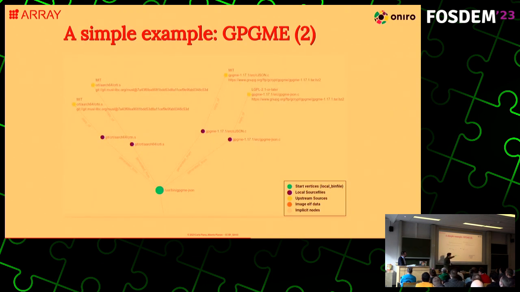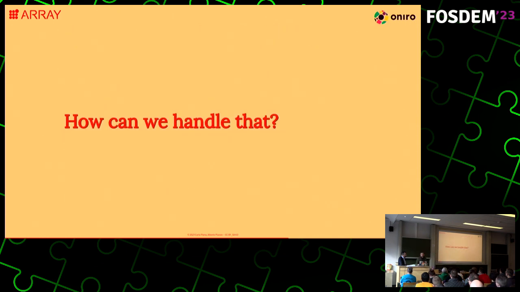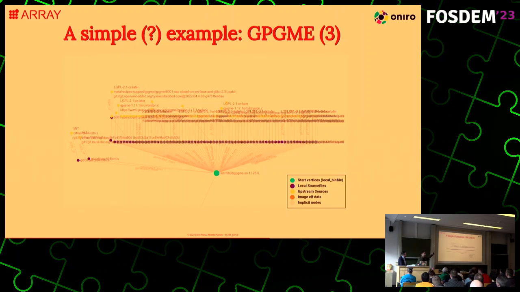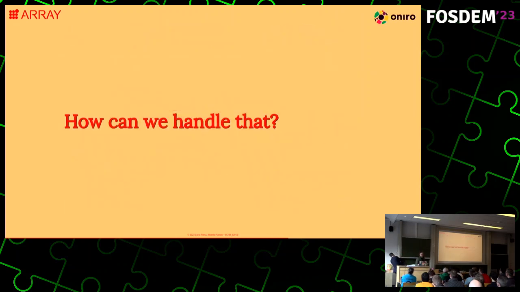This is another example. This is another binary you can generate from the same component. Here you have MIT, LGPL 2.1 or later. This is another story. Maybe it's easier here. And we can have also more complicated ones, I won't go into the details here. So how can we handle that in an automated way?